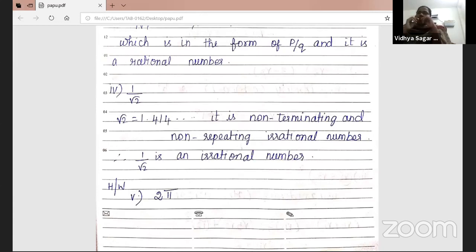Now I have given you 2 pi as homework. You know your pi value, that is 3.14. Just multiply and see whether it is rational or irrational.